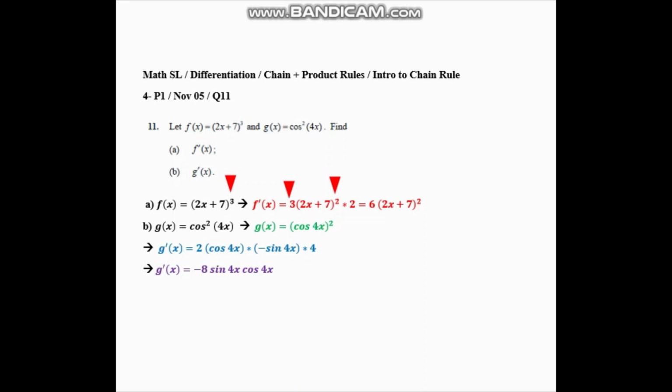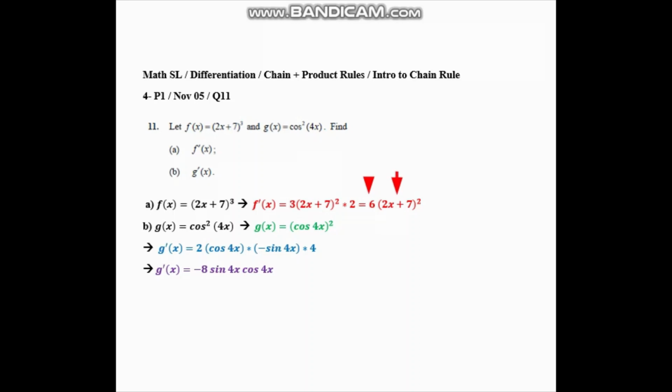Then I'm going to go to the inside function and differentiate. So 2x gives me 2 plus 7, so 7 as an independent term differentiates to 0 because it's a constant. So I'm going to multiply my answer by 2, which is the derivative of 2x. Next, I'm going to simply simplify this equation. So 2 times 3 gives me 6, and the bracket remains as it is.